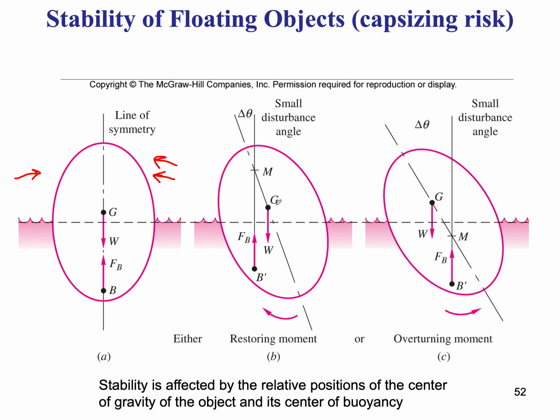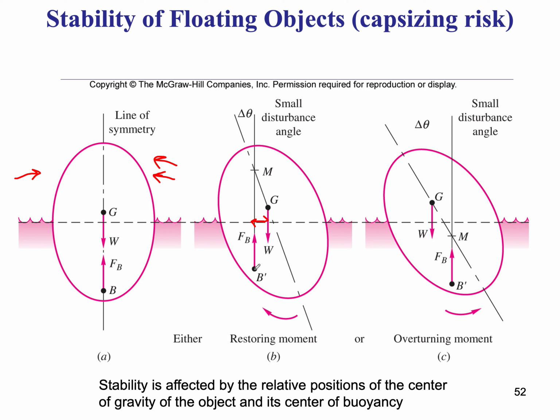Now we still have the gravity force acting on the center of gravity, and the buoyancy force acting on the center of buoyancy. Since they have shifted in location relative to each other, because both of them have to act vertically all the time, and now the object is inclined, we get this separation distance between them, which creates a coupling moment.